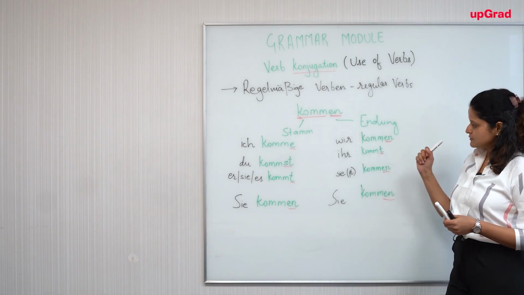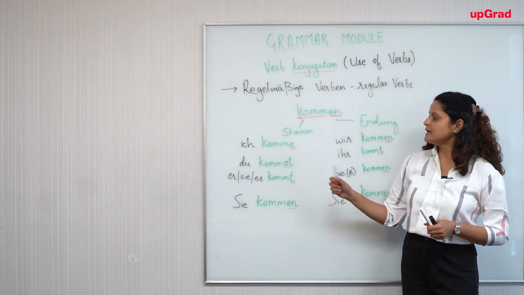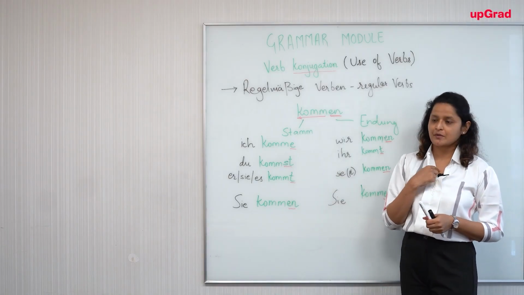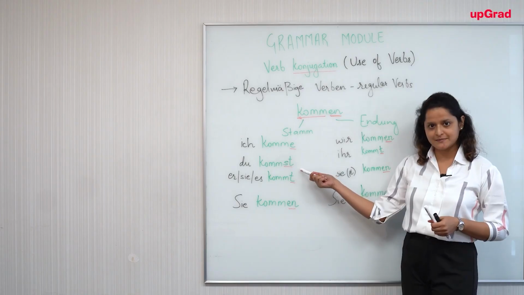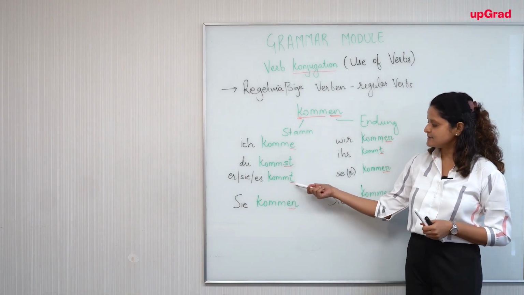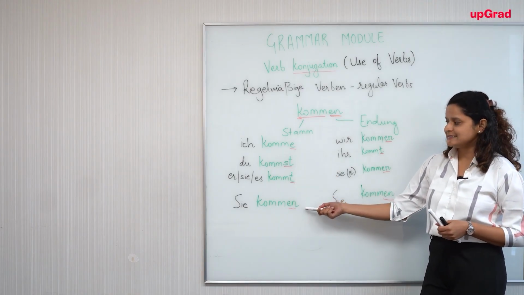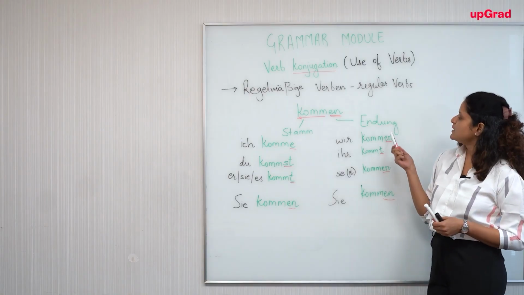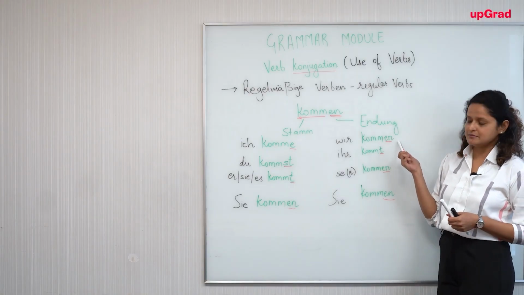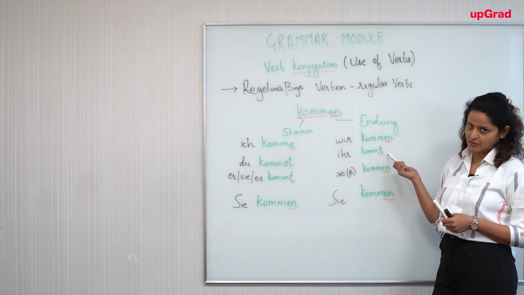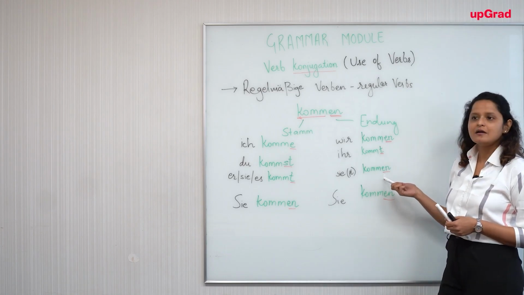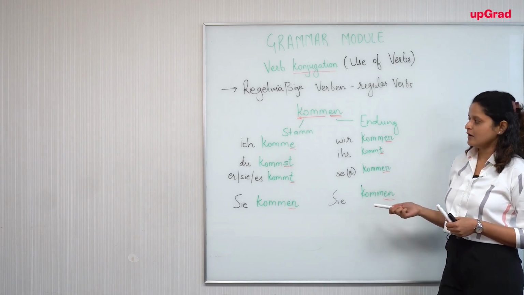So we will repeat this whole conjugation. Ich komme, du kommst, er sie es kommt, wir kommen, ihr kommt, sie kommen, Sie kommen.